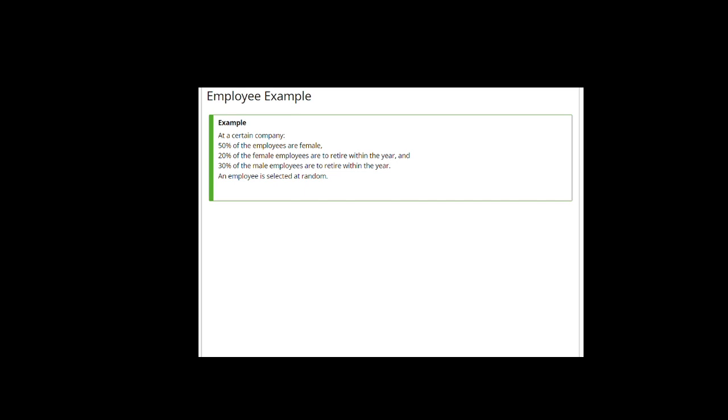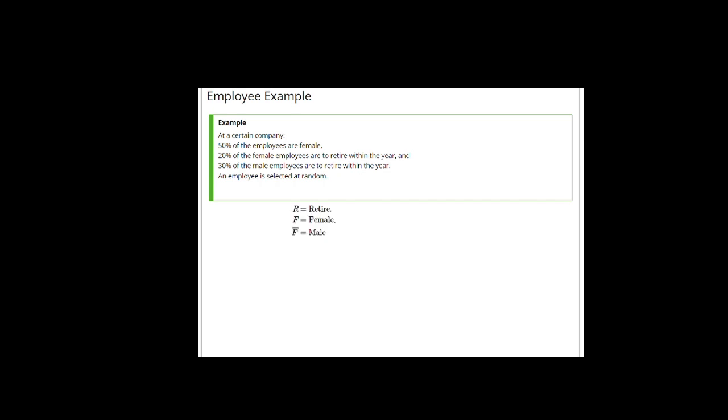Here's an example. In a certain company, 50% of the employees are female, 20% of the female employees are to retire within the year, and 30% of the male employees are to retire. An employee is selected from that company at random. Let's begin by laying out some useful notation.